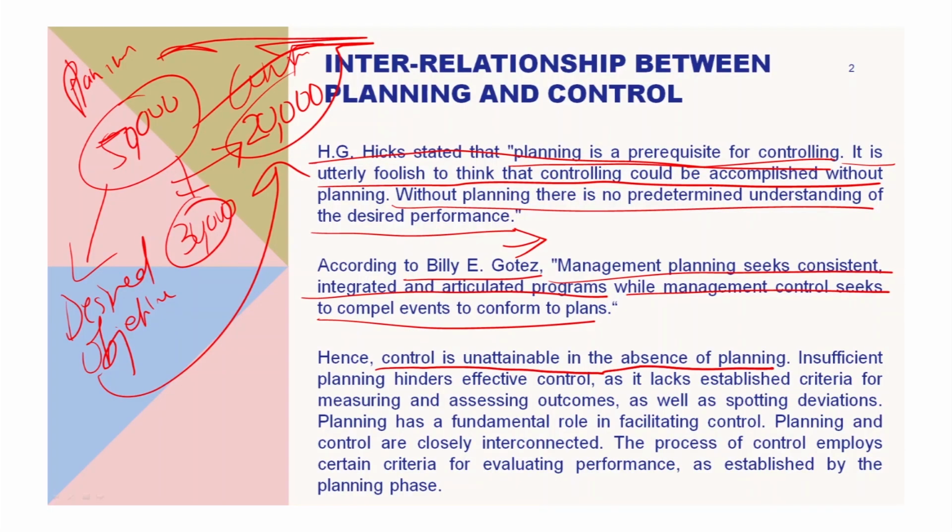So, you will see that this is the planning thing and this is the controlling thing, and they go hand in hand. That is why we call planning and controlling inseparable; they cannot be taken as different management functions. With planning, the controlling goes on. Controlling is unattainable in the absence of planning, which we have already discussed. Insufficient planning hinders effective control as it lacks the established criteria for measuring and assessing outcomes. If you have not predefined the standards or any kind of assumptions for the different subordinates or employees, they will not be so motivated to achieve those objectives.